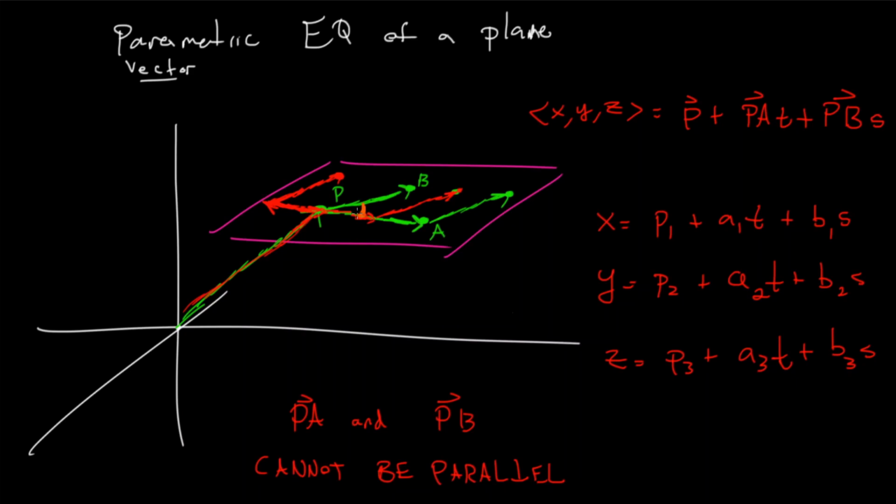So if you have 2 vectors and you're curious, just make sure that these 2 vectors are not parallel. They're not multiples of each other, because then we don't get that second degree of freedom. All right, let me do a quick example here.